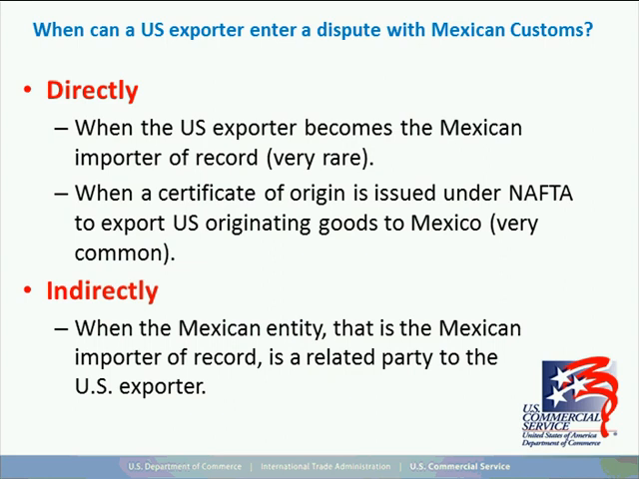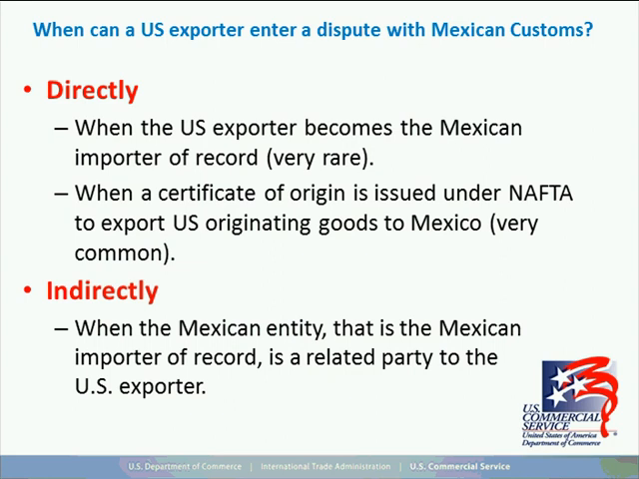Before we talk about possible issues or problems that may normally cause disputes with Mexican customs, and because this webinar is intended primarily for U.S. exporters, it is important to clarify from a legal standpoint when a U.S. exporter can get into trouble with Mexican customs to begin with. This can happen in two ways. Directly, when the U.S. exporter becomes a Mexican importer of record, which is very rare, and we'll discuss it later, and also when a certificate of origin is issued under NAFTA to export U.S. originating goods to Mexico, which is a very common scenario.